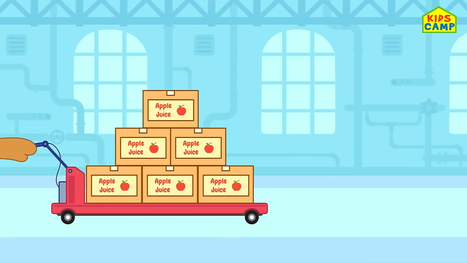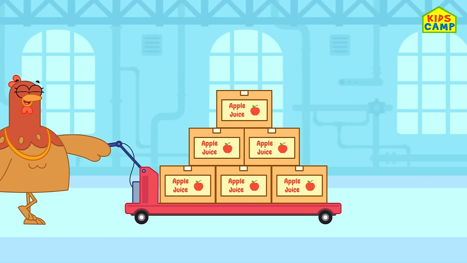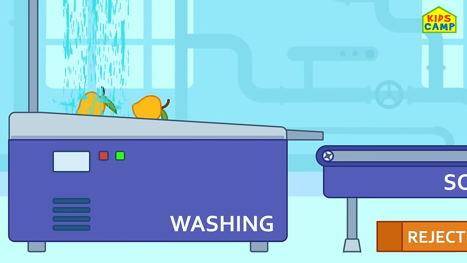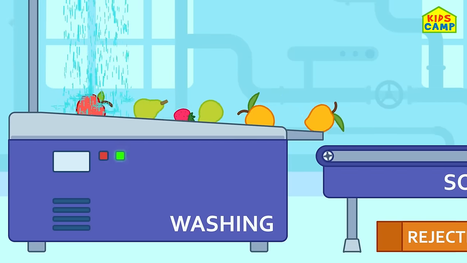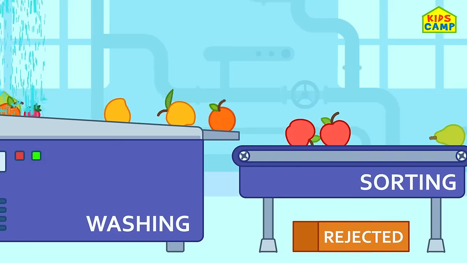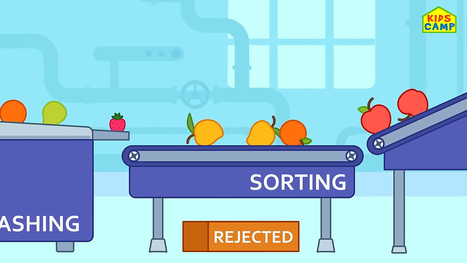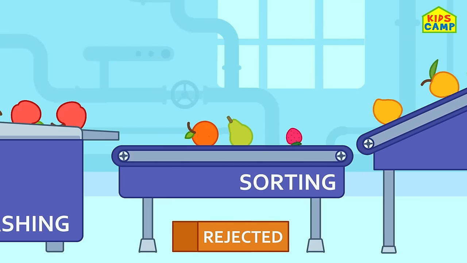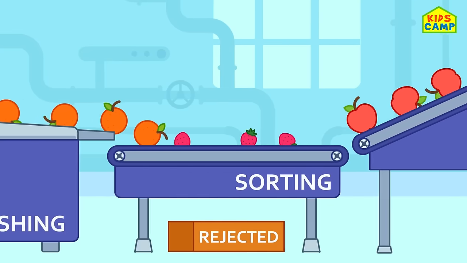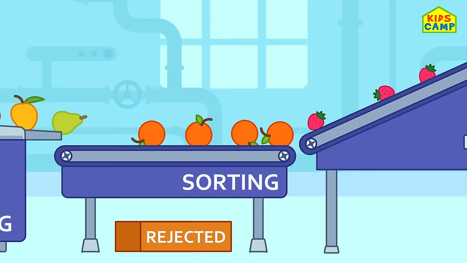Friends, and Miss Clucky is going to help me load them in my juice delivery truck. There's mango, there's pear, and strawberry is there, and apple and orange, yes, all are there. On their way to make some juicy juice, let us make some more yummy fruit juice.